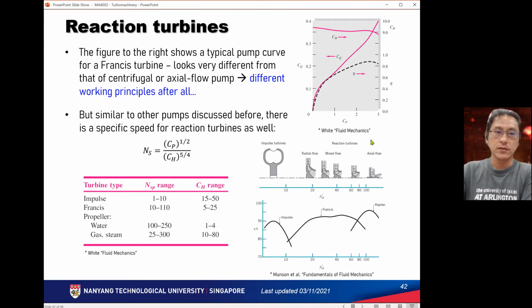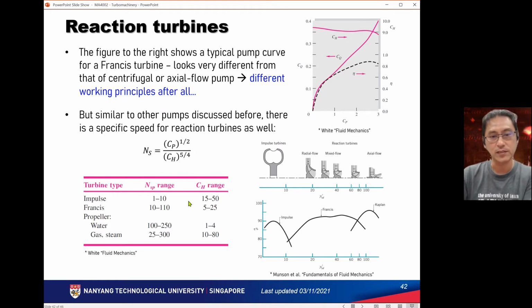Just like centrifugal pumps, turbines also have so-called pump curves or turbine curves. Similar to the pump curves that we've seen earlier on, we do have coefficients that relate to the hydraulic coefficient, the capacity coefficient, and the power coefficient, and so on and so forth. Of course, they look quite different from those of the centrifugal pumps we covered before, because one is a pump and one is a turbine. One does work on fluids, one extracts energy from fluid. And just like pumps, there's actually a specific speed for reaction turbines as well. You can take a good look at this.